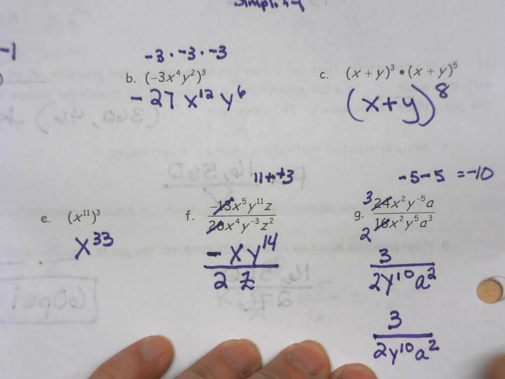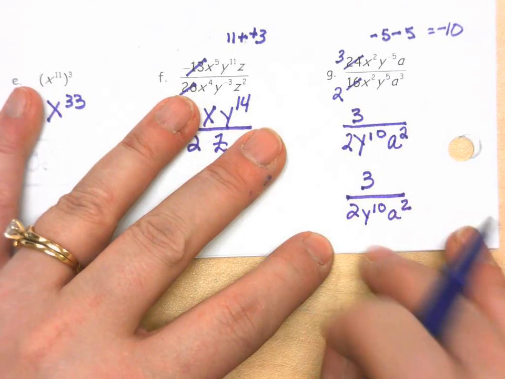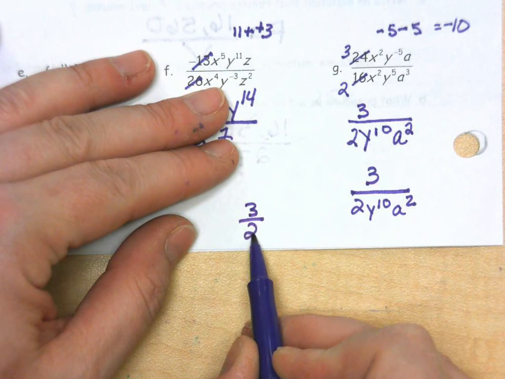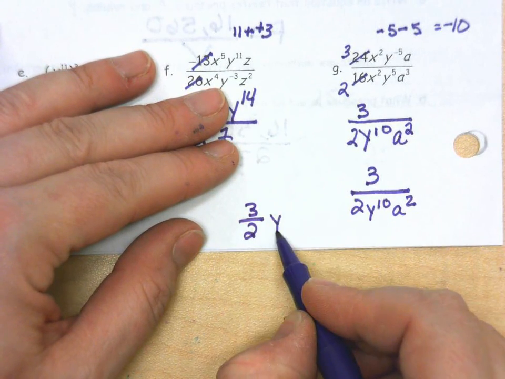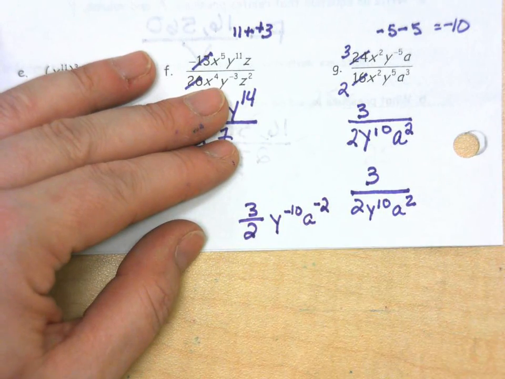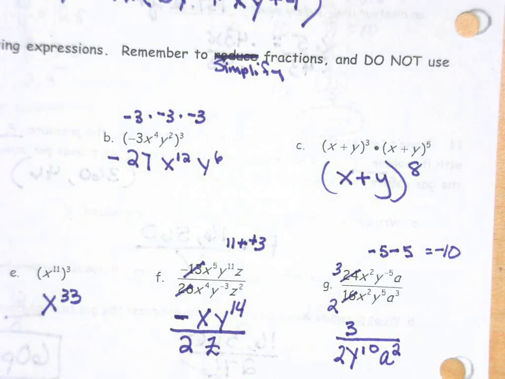Now just a reminder, if it did have negative exponents, then we would write it as 3/2, and then it would be y to the -10, a to the -2. Okay, and that is the review. You can study your notes and practice with all of that, but if you know how to do that review, you should be fine on the test.